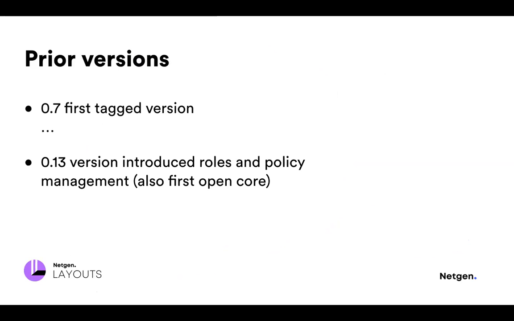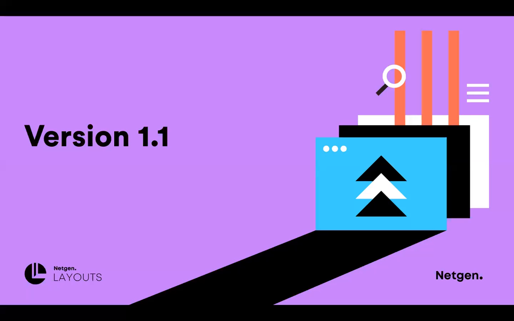Talking about versions, just a quick brief history of prior versions. We had the first tagged version 0.7. Don't ask me why. It seemed like a good idea back then. Then we had the 0.13 version. After 0.7, you also had, of course, 0.8, 0.9, 0.10, 0.11, 0.12, 0.13. The 0.13 introduced the roles and policy management. And then before summer, we released version 1, which was more or less a big cleanup. And now we are introducing version 1.1, which will be tagged, I really hope, this week.